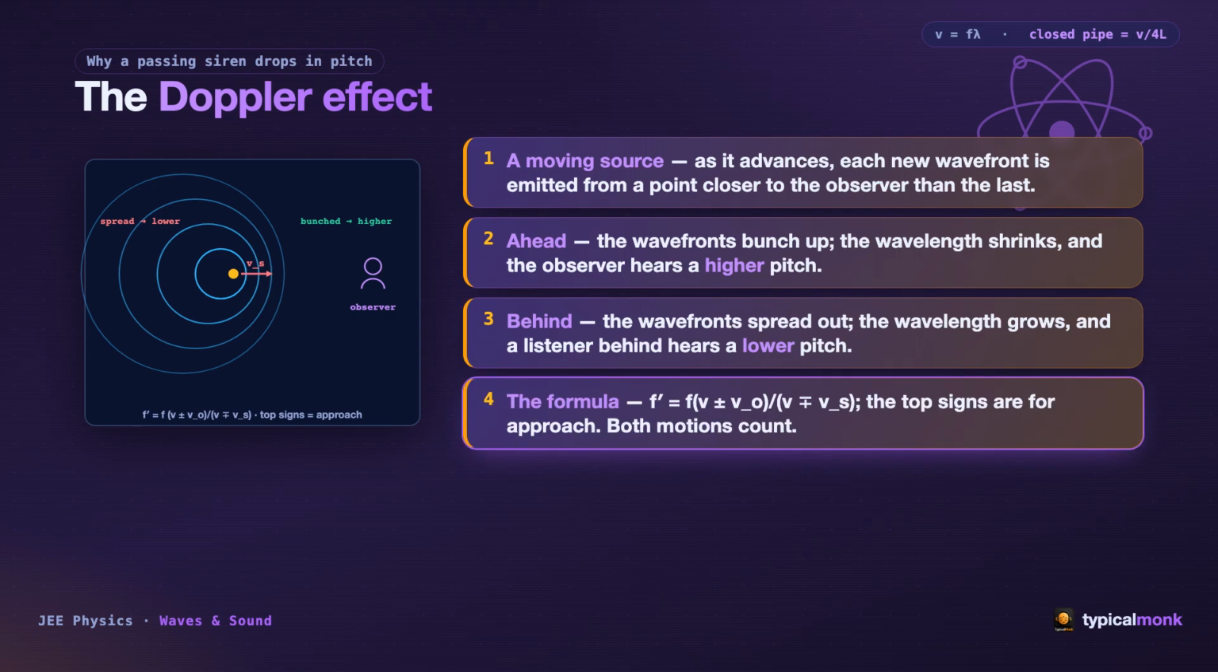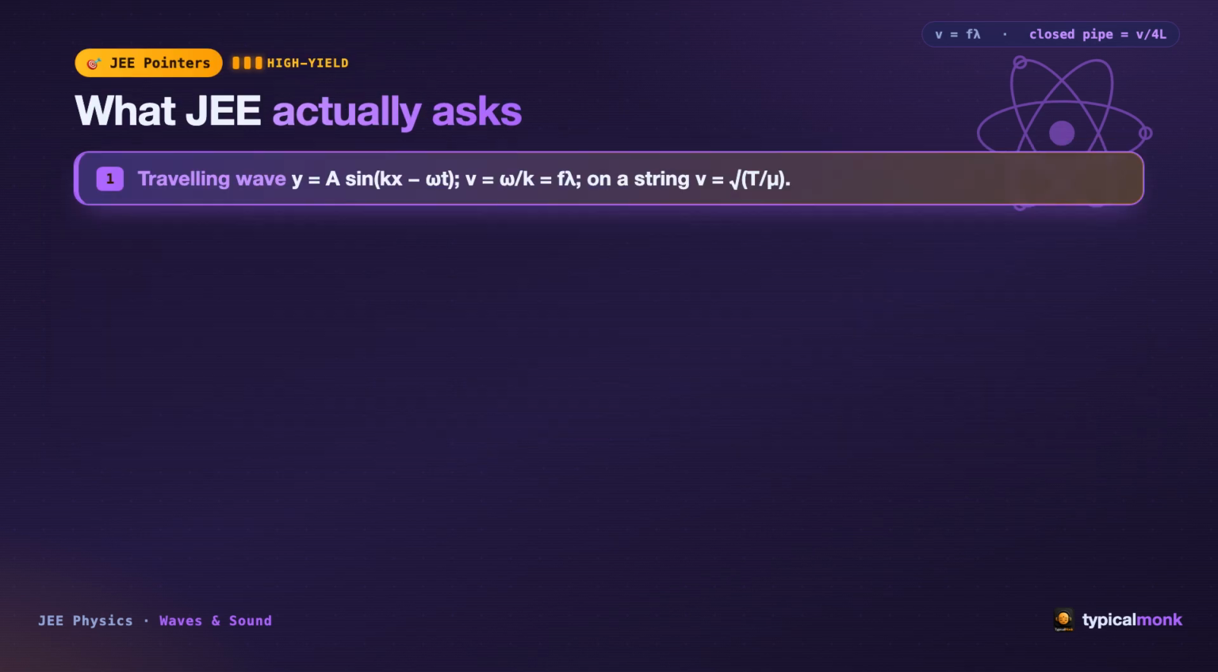And the formula ties it together. f dash equals f times bracket v plus or minus v observer over bracket v minus or plus v source. The top signs are for approach, and both motions count. Now what JEE actually asks. Five pointers. One.